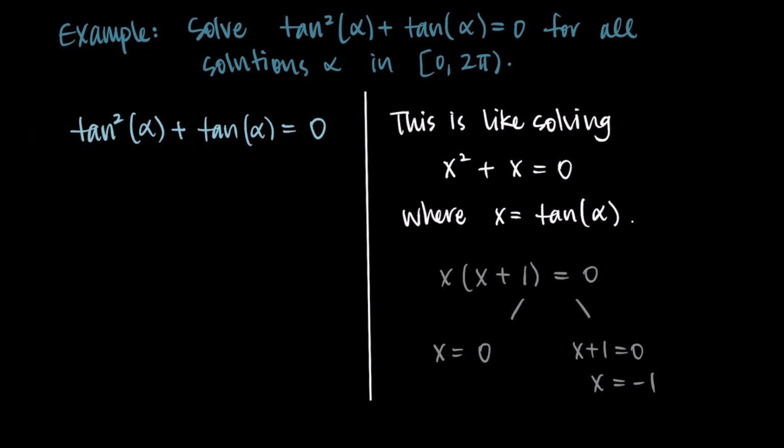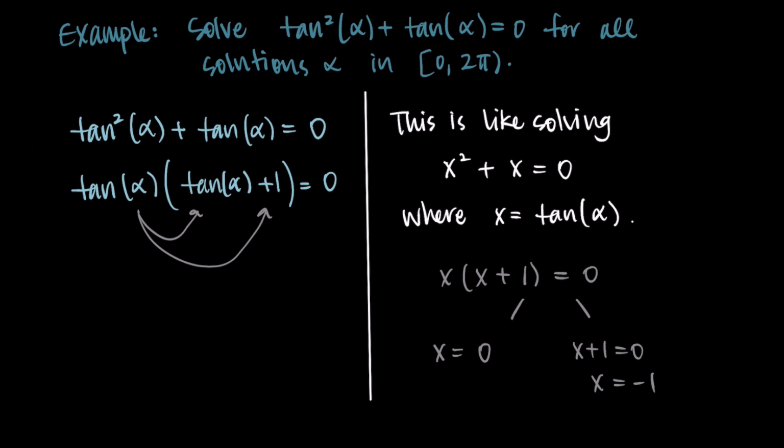So here with the tangents, I see that both terms on the left-hand side have a tangent in them, so I can factor out that common term. So instead now I have tangent of alpha times the quantity tangent of alpha plus 1. And if you need to confirm, you can multiply the tangent back in and distribute it through to make sure that you get what you started with. Then this gives us two equations. We have tangent of alpha equals 0 and tangent of alpha plus 1 equals 0.